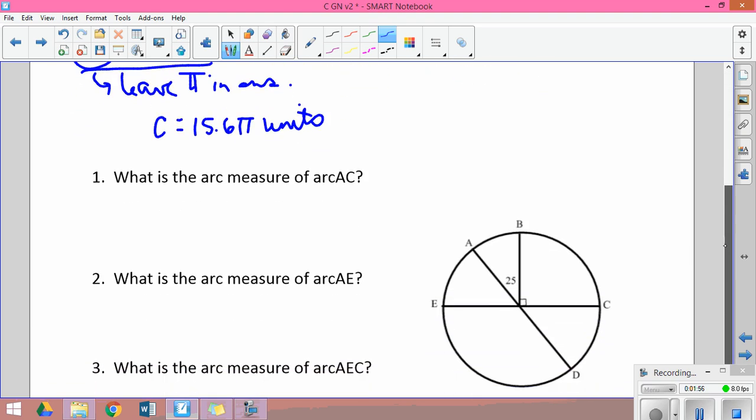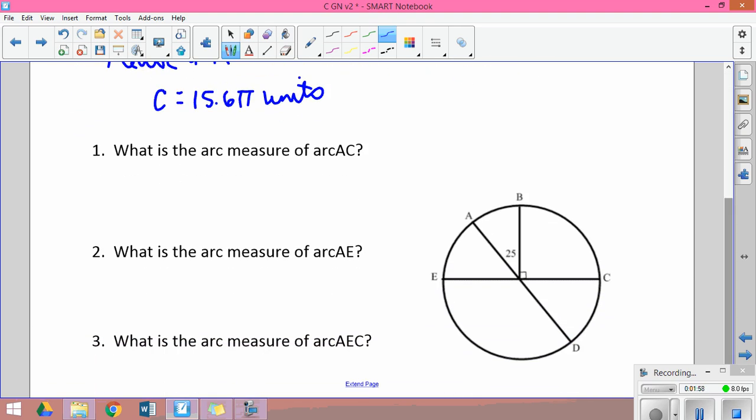So when we get down here and we start looking at arc measure. So arc measure, remember, is exactly the same size as the central angle when it's a central angle. So for example, this central angle right here is 90. So this arc right here is 90. This central angle is 25. And so this arc right here is 25.